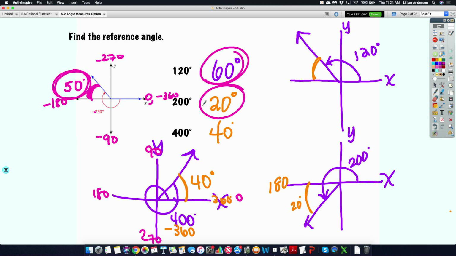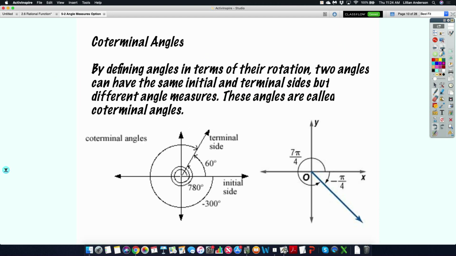Question on any of these reference angles? Okay.